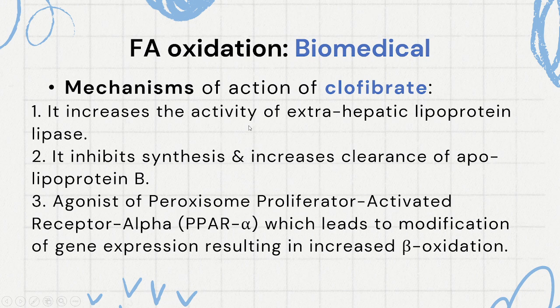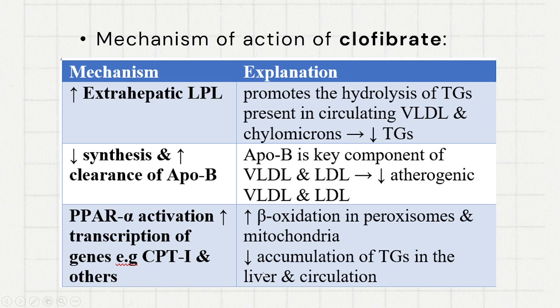The mechanism of clofibrate: it increases the activity of extrahepatic lipoprotein lipase. It inhibits synthesis and increases clearance of apolipoprotein B. It is an agonist of peroxisome proliferator activated receptor alpha, PPAR alpha, which leads to the modification of gene expression resulting in increased beta oxidation. We are going to see how these actually work.